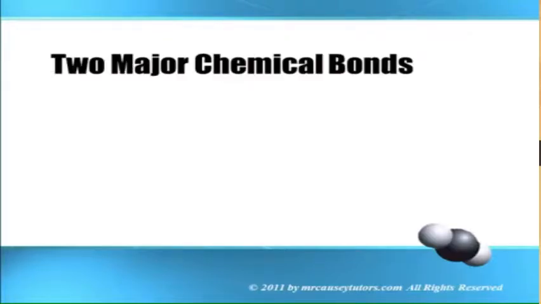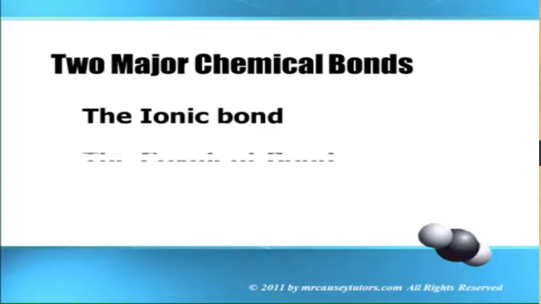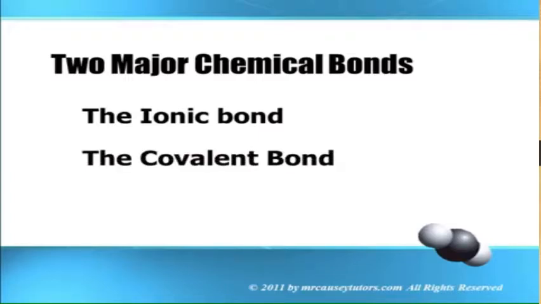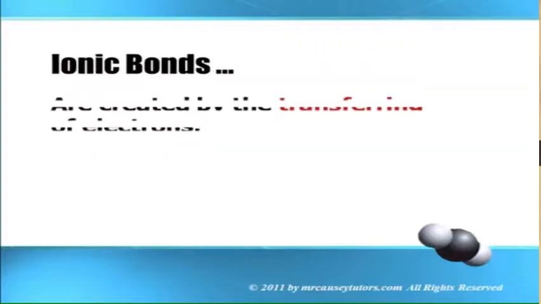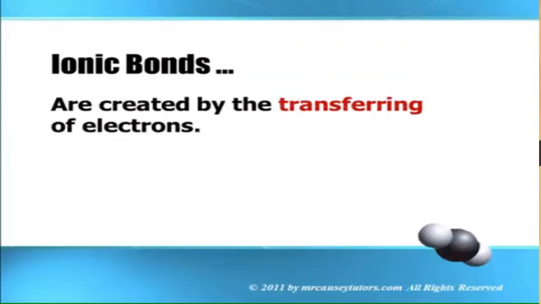2 major chemical bonds. There's the ionic bond and the covalent bond. Those are the 2 major chemical bonds, and we need to learn about them. So the ionic bonds are created by the transferring of electrons. One atom gives up its electron to the other atom. Boom.